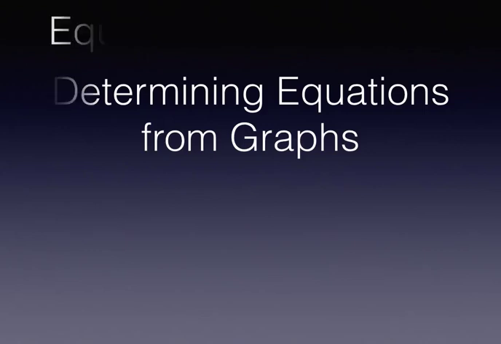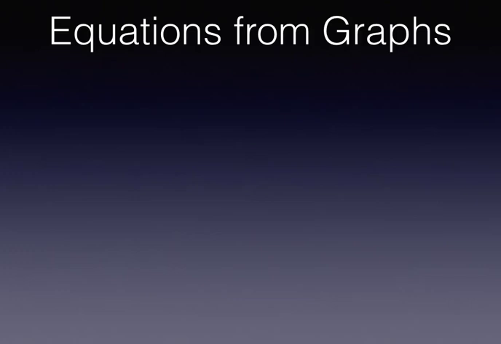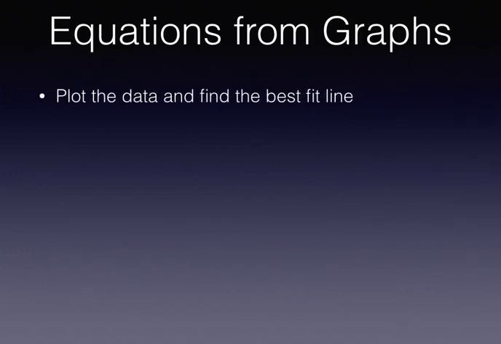Let's talk today for a few minutes about how you can determine the equation describing the relationship between variables from a graph. The first thing you need to do is plot a scatter point graph and find the best fit line for the data. We've already talked about how this is done in an earlier part of the lesson, and we usually use Logger Pro or some other graphing software to help us do this quickly and accurately.